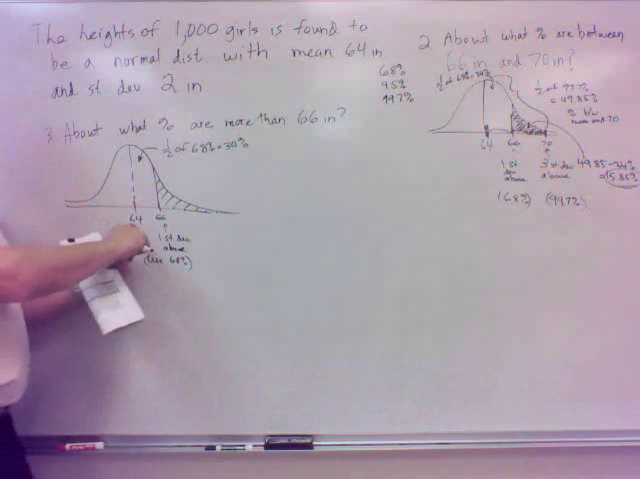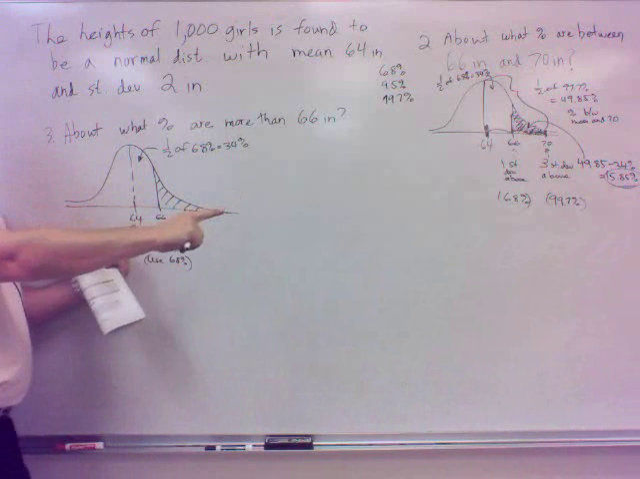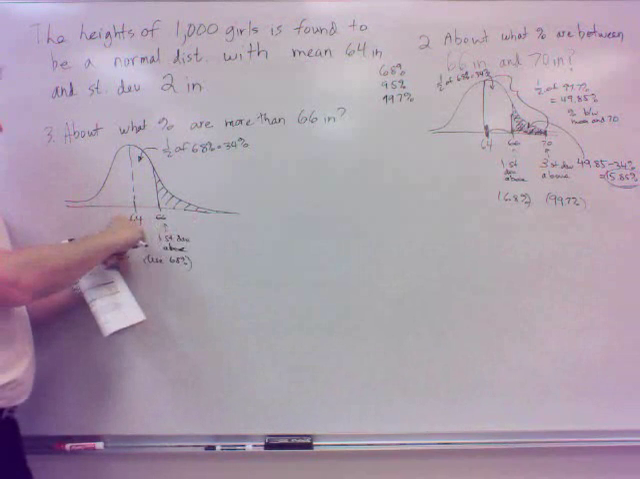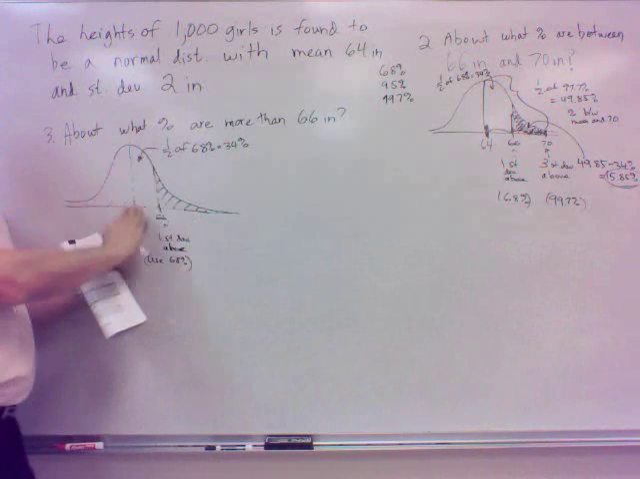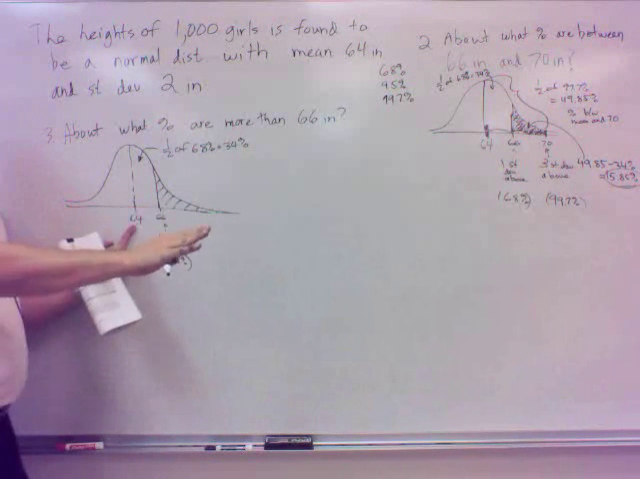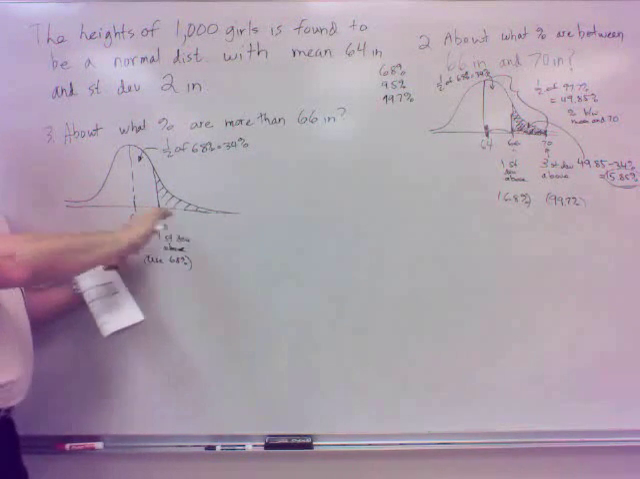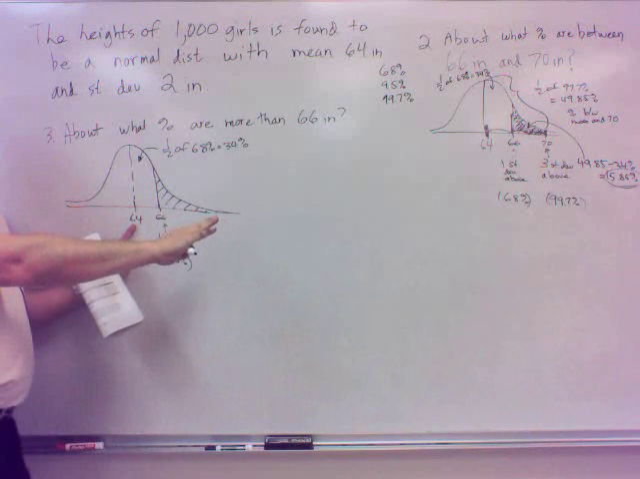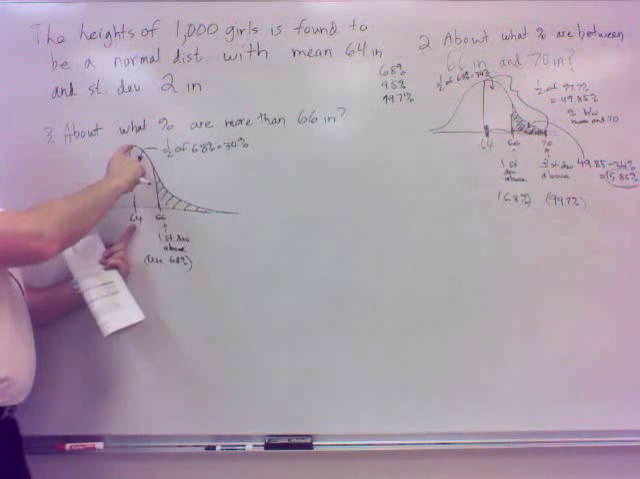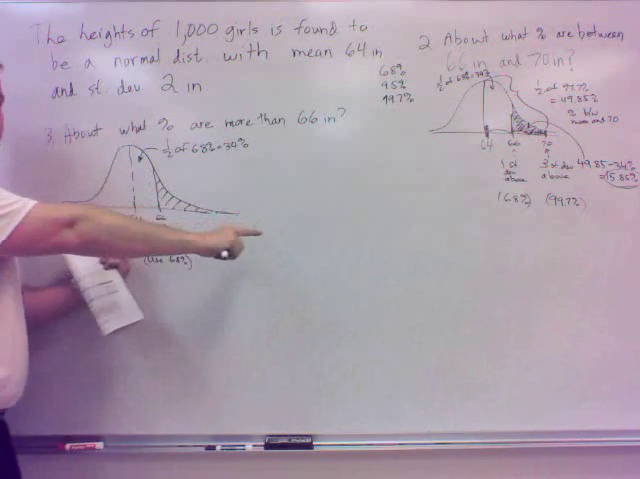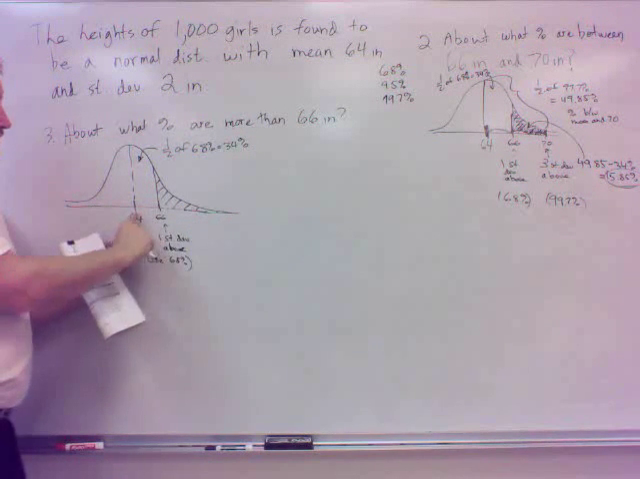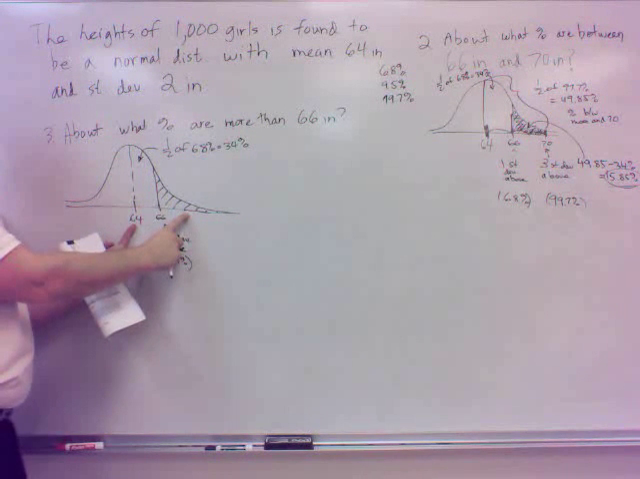And from 64 on out, how many percent do I have? Well, 64 being the mean, the 64 splits it in half, doesn't it? So above the 64, there's 50%. In other words, from 64 on out, there's 50%. So if that's 50%, this is 34%, then what is this? Isn't it 50 minus 34%?